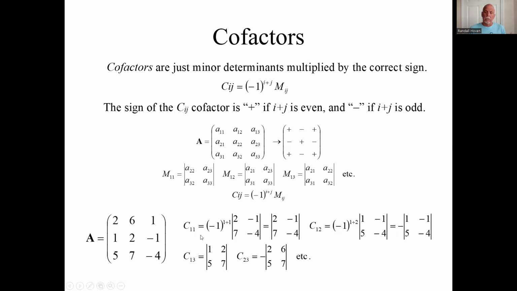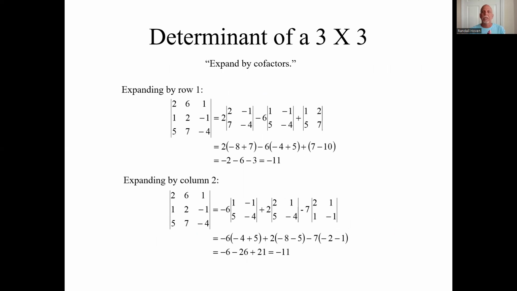So those are minor determinants and cofactors. They're almost the same thing except for the sign. So then how do you do determinants of 3 by 3? You expand it by cofactors.